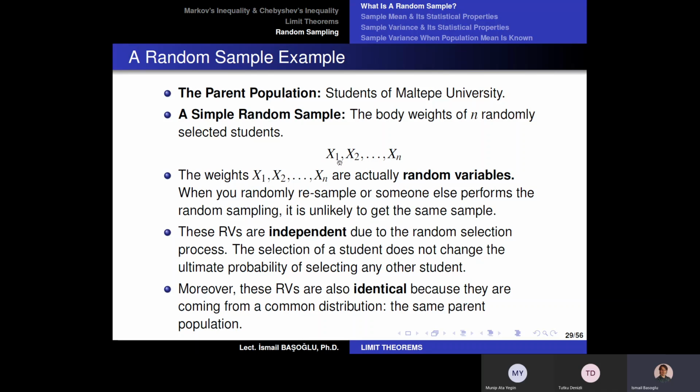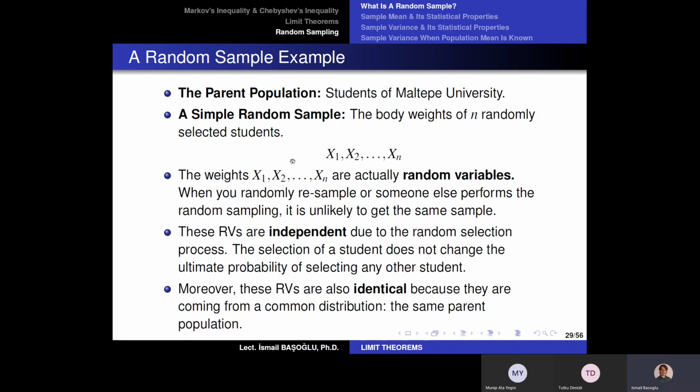In fact, if I ask you to randomly select 100 students, you are going to select a different 100 students than anybody else, right? So my 100 students and your 100 students are going to be different. Therefore, when you randomly resample or someone else performs the random sampling, it is very unlikely to get the same sample. Therefore, this sample is a random sample, and each of the observations in this random sample is a random variable. So if we want to study this sample, first we need to understand the theoretical properties of this sample, assuming that each of these values is a random variable.